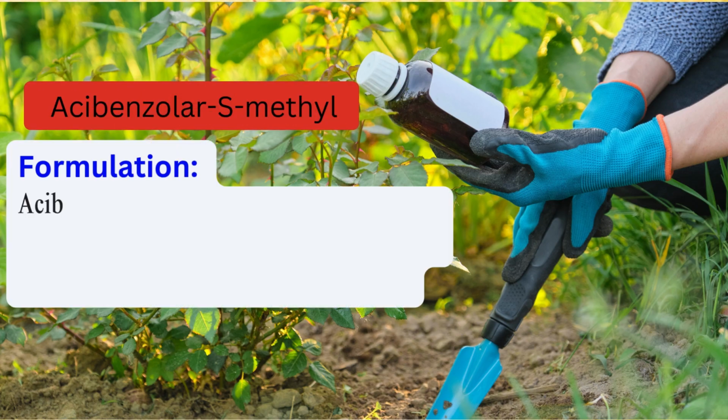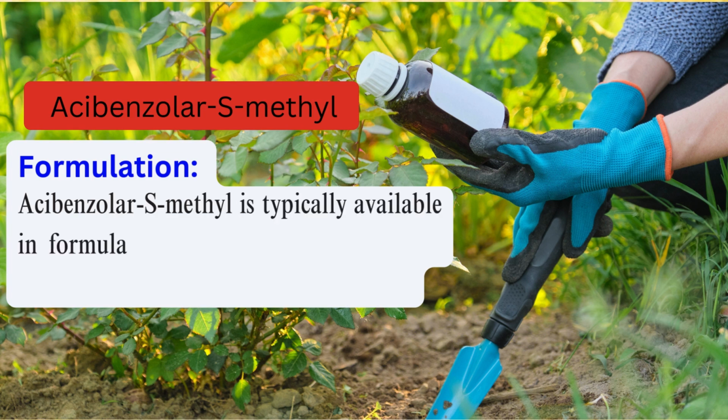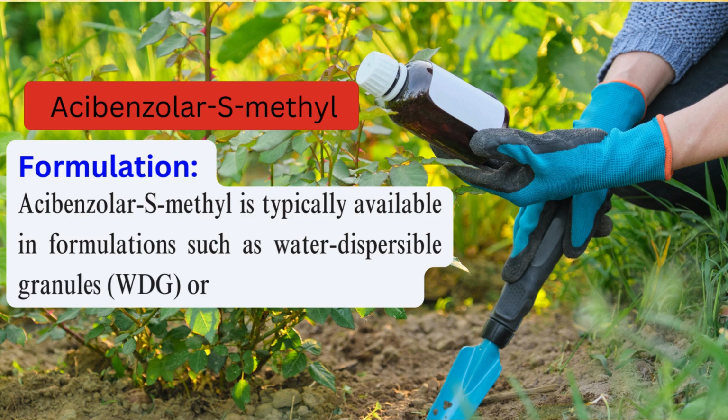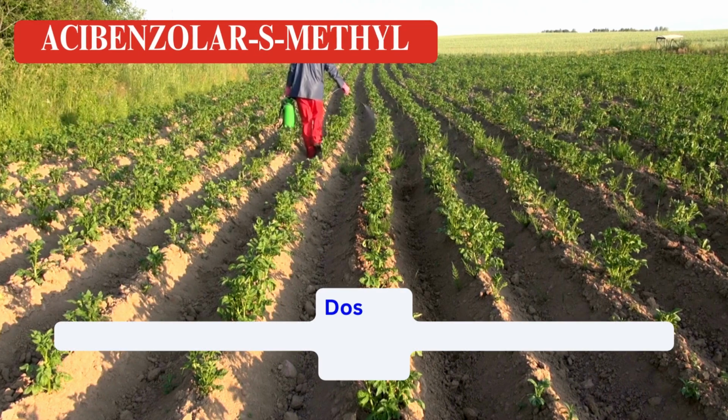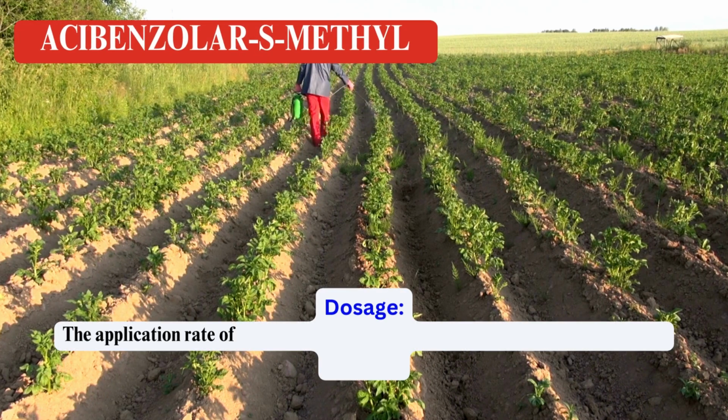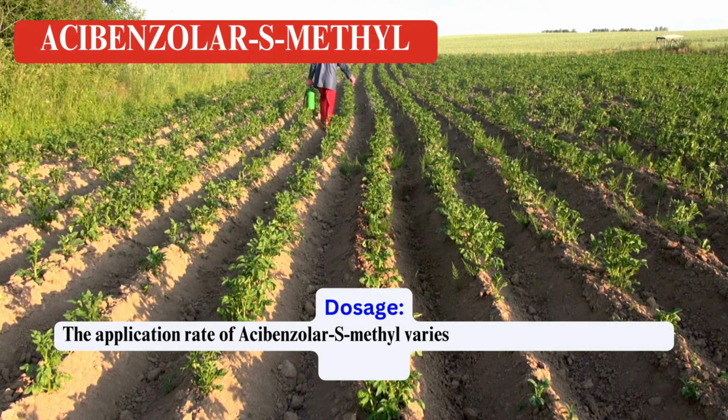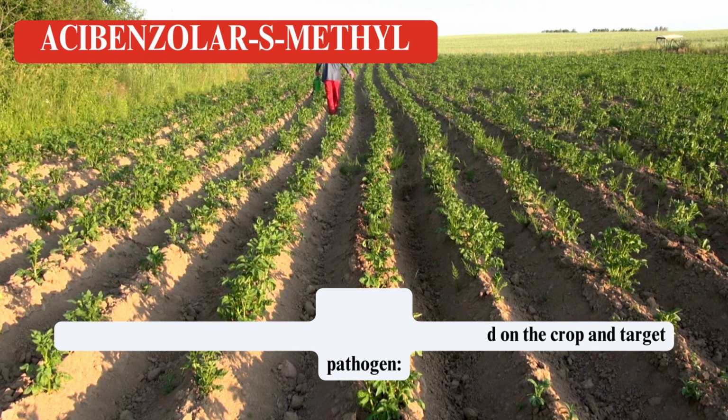Formulations: Acibenzolar-S-methyl is typically available in formulations such as water dispersible granules, WDG, or soluble concentrates, intended for foliar applications or seed treatments. Dosage: The application rate of acibenzolar-S-methyl varies based on the crop and target pathogen.